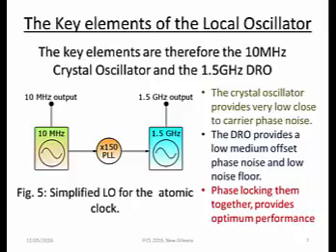So that means that the key elements of the local oscillator are the 10 megahertz crystal oscillator and the 1.5 gigahertz DRO. The 10 meg oscillator would offer a very good close to carrier phase noise, while the DRO would offer a very good medium offset phase noise and very good noise floor. And by phase locking them together, we can get the best from both worlds and get the optimal phase noise at all offsets.